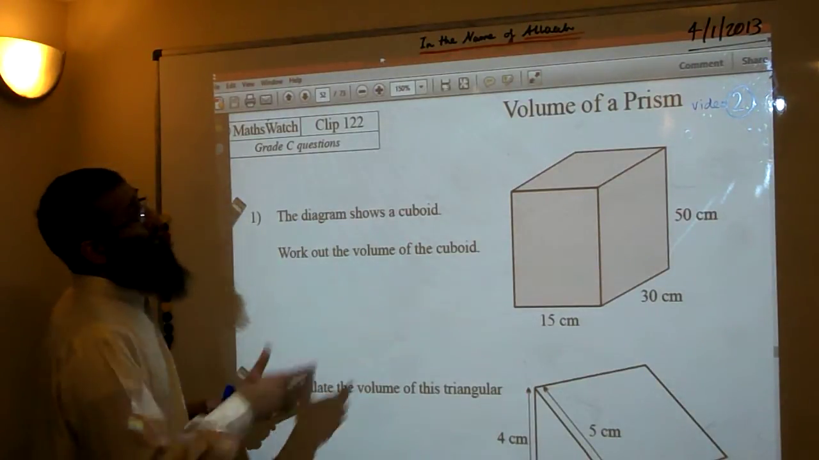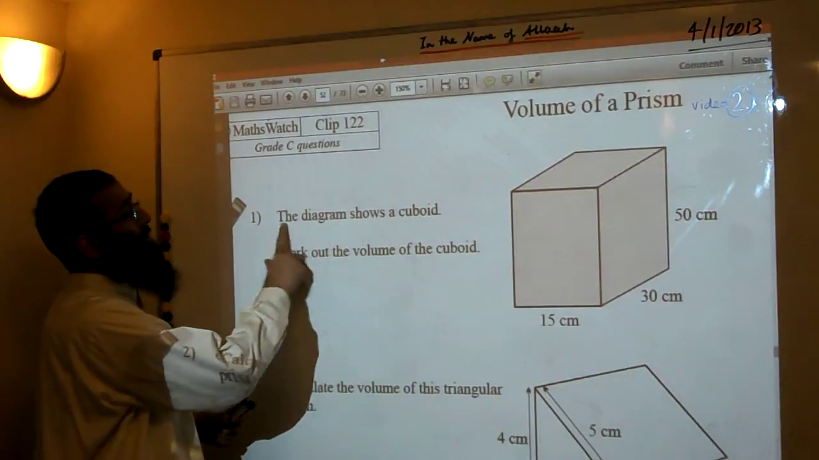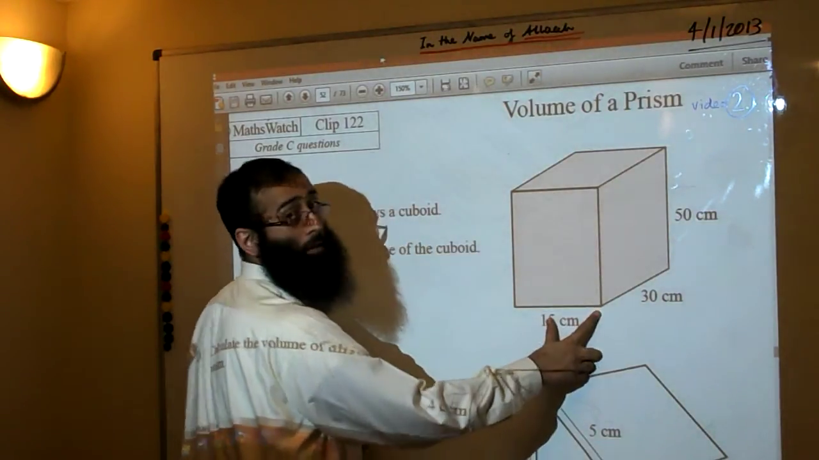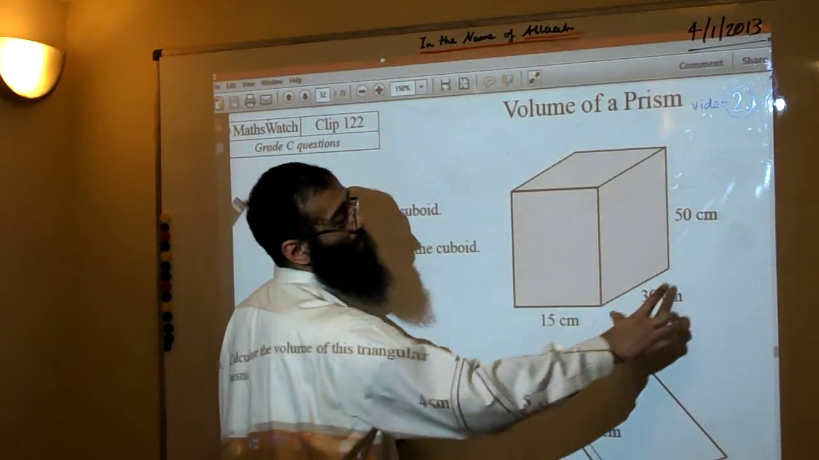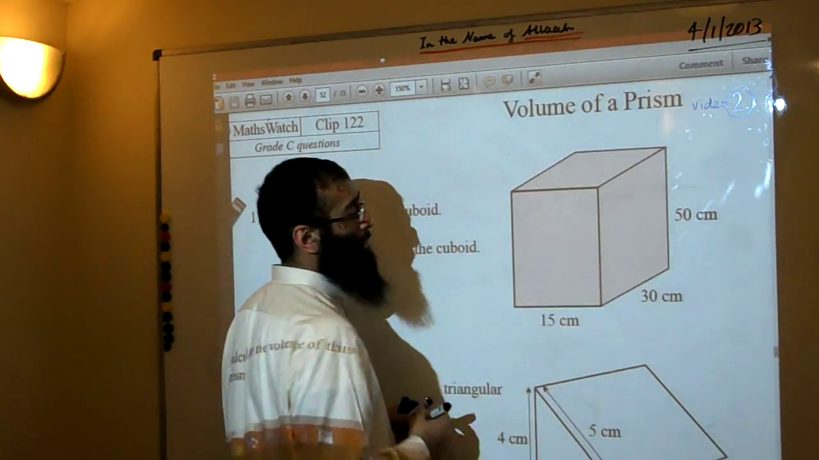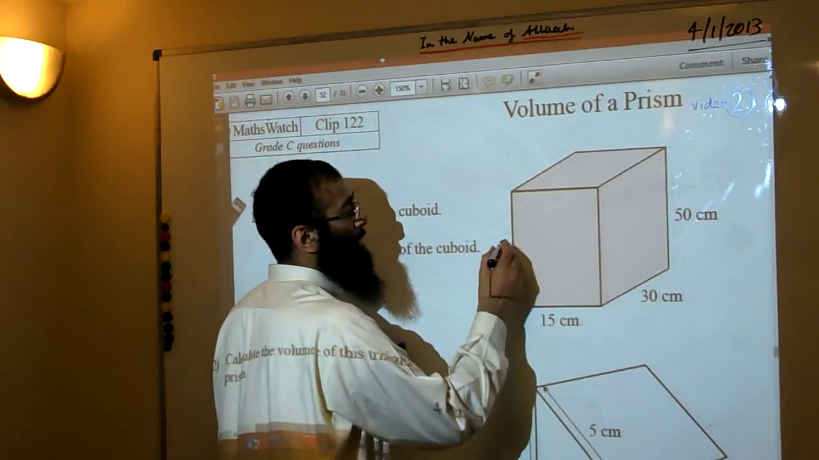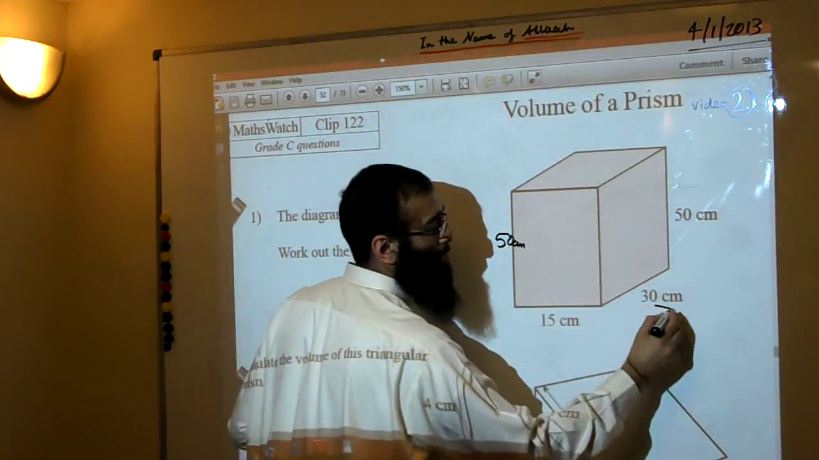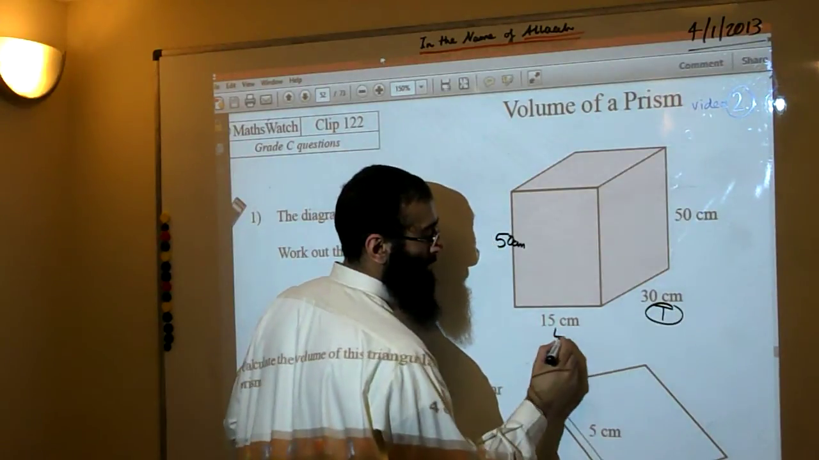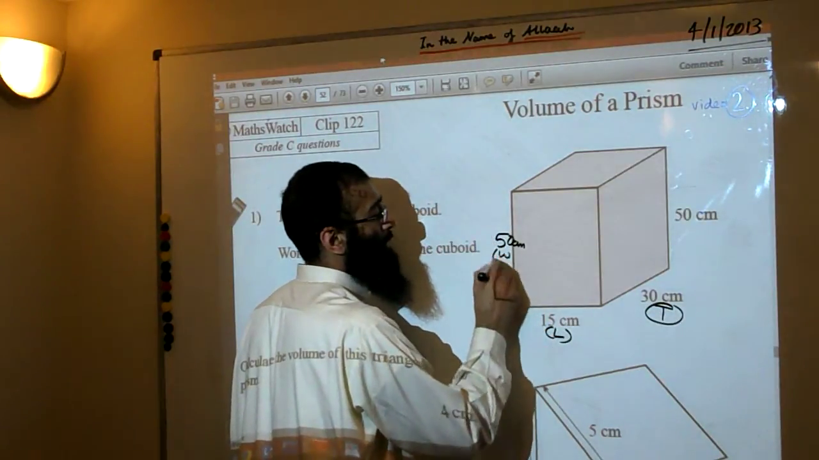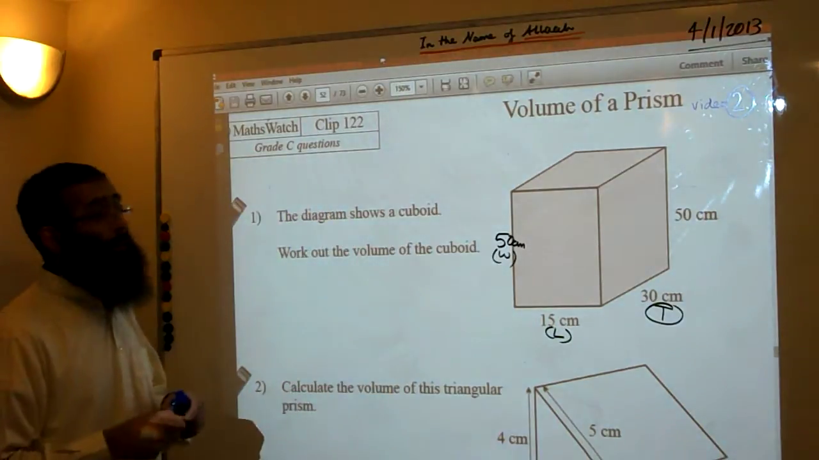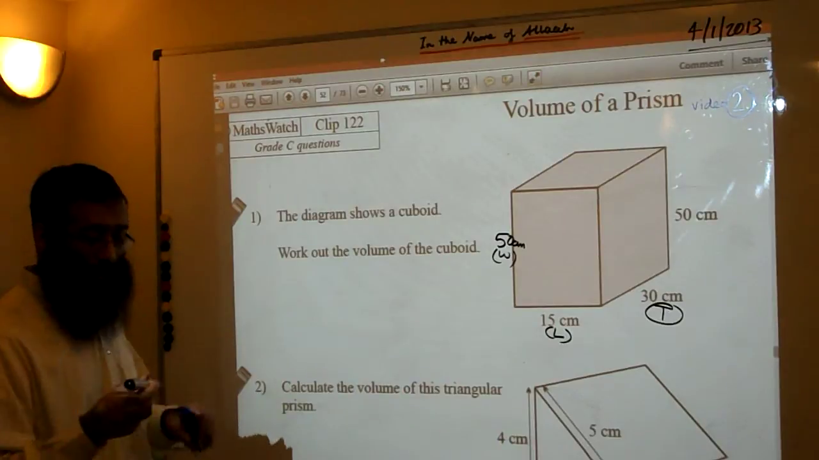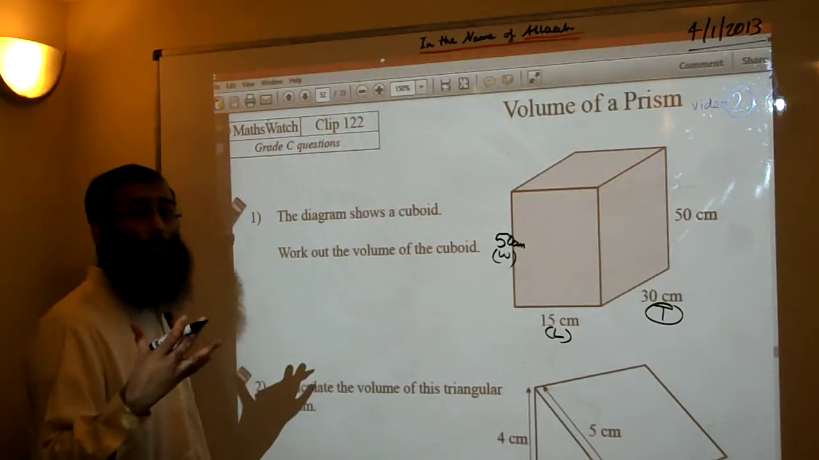In this particular question, the diagram shows a cuboid, this one here. So we have a length, we have the thickness, and we have the width. I'm just going to relabel this 50 over here, and label that as thickness. That's my length, that's my width. The diagram shows the cuboid. Work out the volume.